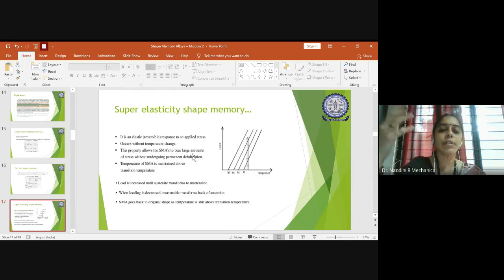So without the intervention or the need of humans, these devices can be operated, because it can sustain any high value of temperature without any plastic deformation in it. So this is the very important plus point and the super characteristic of the shape memory alloy.